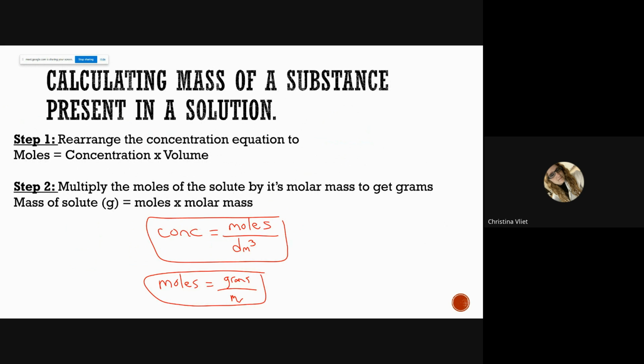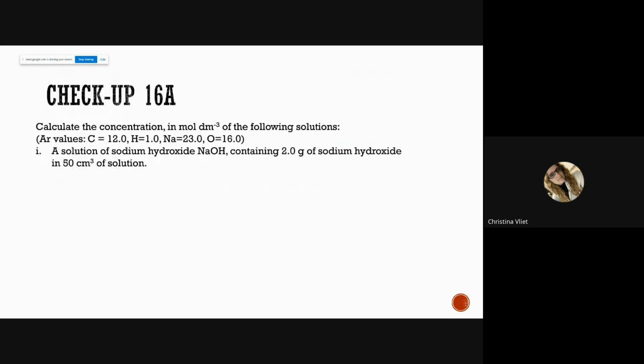Do we have the formulas? Yes? All right, so let's at least take a look at 1 or 2 questions before we leave for the day. Remember, next class, short pre-lab lesson, then we're going to go straight to the titration lab. Here we go. Calculate the concentration of the following solutions. A solution of sodium hydroxide. It contains 2 grams of sodium hydroxide in 50 centimeters cubed of solution. How would you calculate the concentration?